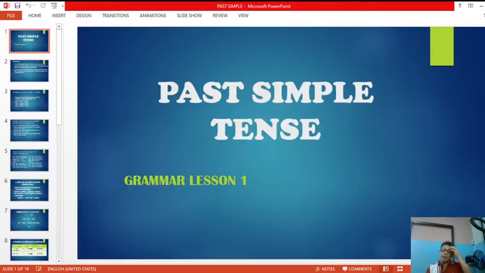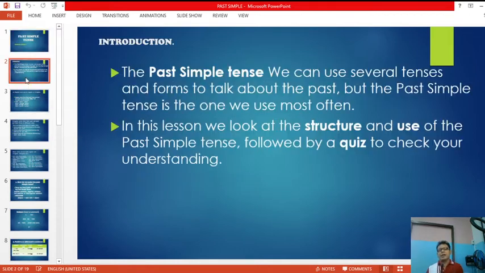Well, again, this is Teacher RJ, and today we're going to learn about grammar. Our lesson for today is about past simple tense. Okay, so let's try to define what this is all about. We can use several tenses and forms to talk about the past, but past simple tense is the one we use most often.